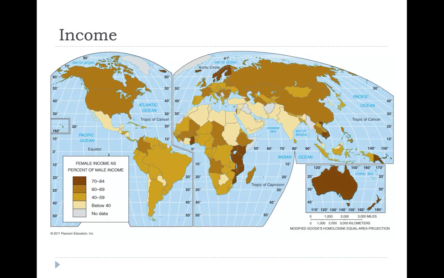Okay, this map shows female income as a percent of male income. So the dark brown countries are where females make roughly 70 to 84% of what a man makes. So if a man made $1 an hour, women would make 70 to 84 cents per hour. The pale yellow countries are below 40% of what a man makes. So we know that there is no exact gender equality in pay and income. And then you see this spread throughout the world as well.